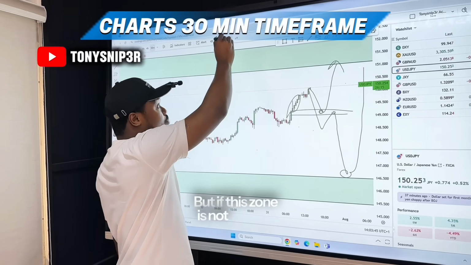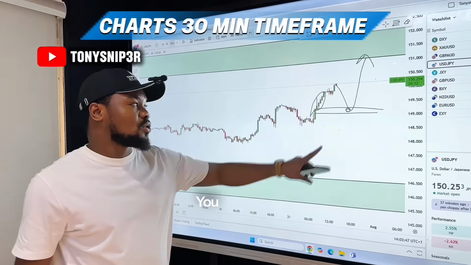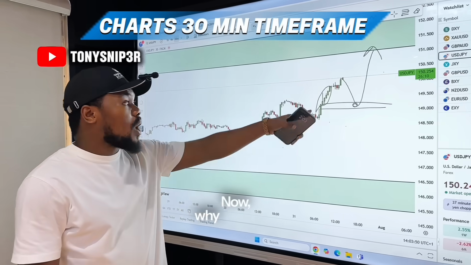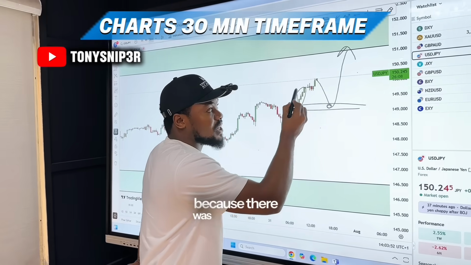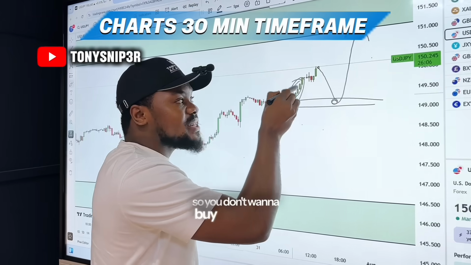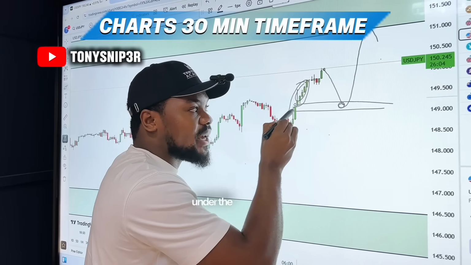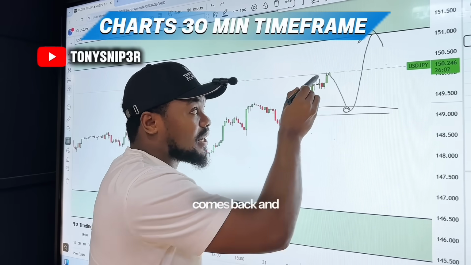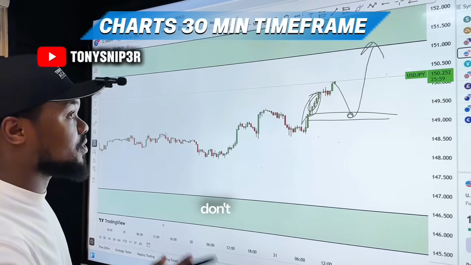But if the zone is not broken, then what do you focus on? You just focus on this key level. Now, why are you using this level? Remember, because there was an exhaustion. So you don't want to buy inside this exhaustion, you want to buy under the exhaustion. If the market comes back and clears that exhaustion, please take note, guys, don't forget.